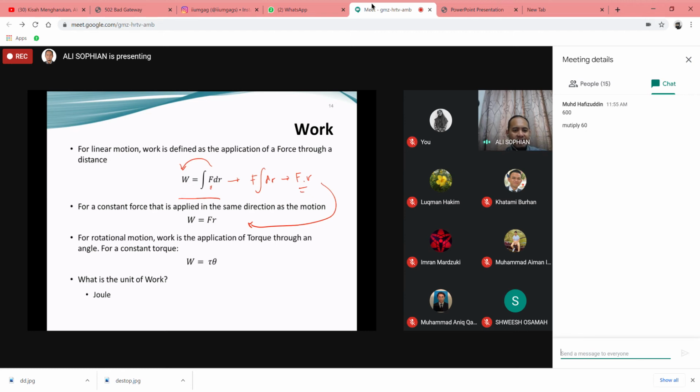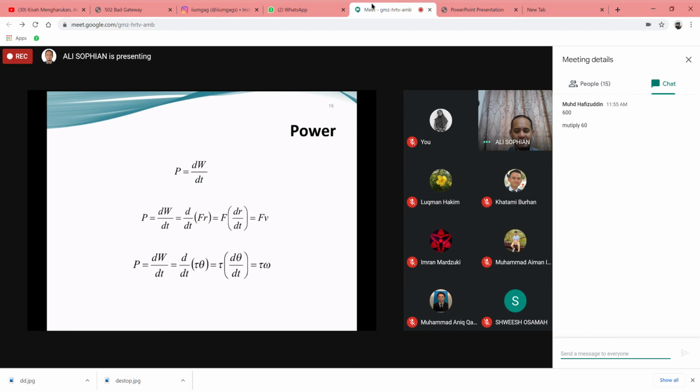Similarly, for rotational motion, we have work equal to these equations. F is analogous to torque in rotational motion, and r, which is distance, becomes theta, the angular distance. The unit of work is the joule. I think you are all familiar with this. Okay, and then the next one is power.